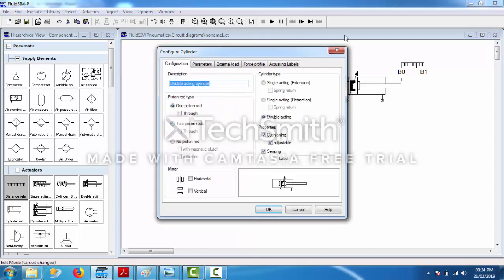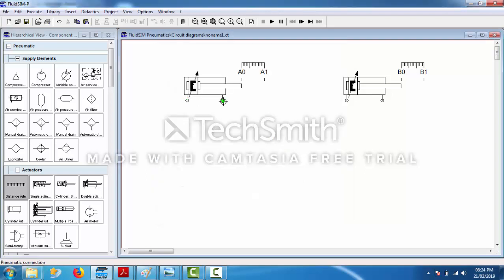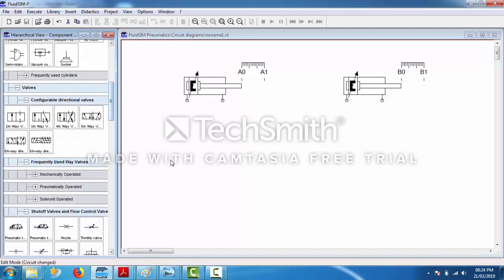Now we have to drive this double acting cylinder. A double acting cylinder always has two inputs. As you can see, this is input 1 and this is input 2. Whenever you want to operate a double acting cylinder, you will need a direction control valve which has at least two outputs. The 3 by 2 valve you saw just now has two inputs but only one output, so it cannot be used in this case.